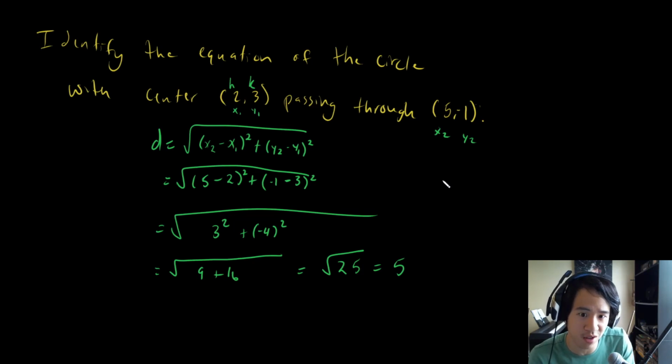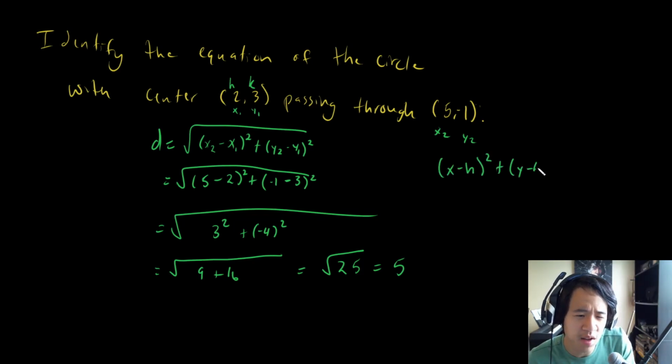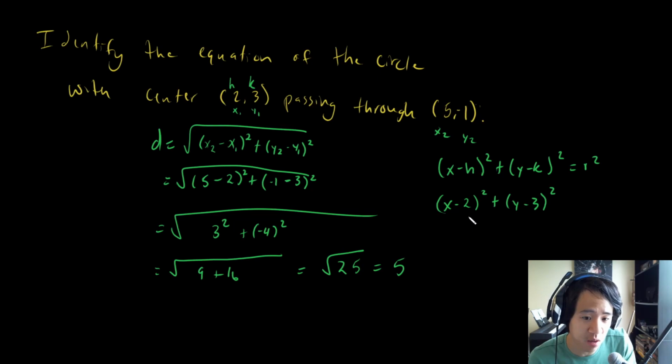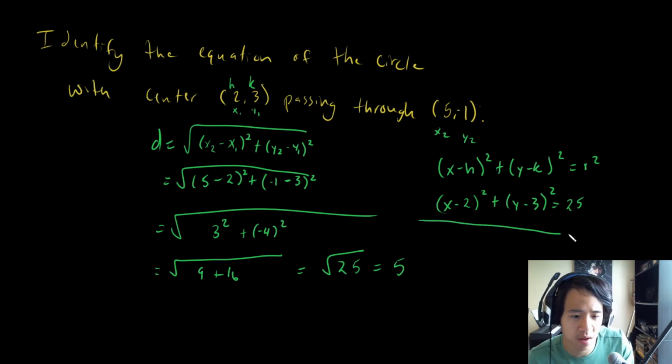So now we have all the ingredients we need to write this equation. So we start with x minus h squared plus y minus k squared is equal to r squared. So h is going to be 2. So x minus 2 squared plus y minus 3 squared. Remember, h is the x coordinate of the center, and k is the y coordinate of the center. And then r, our radius, is going to be 5. That squared is 25. So here is your answer. And that's it.